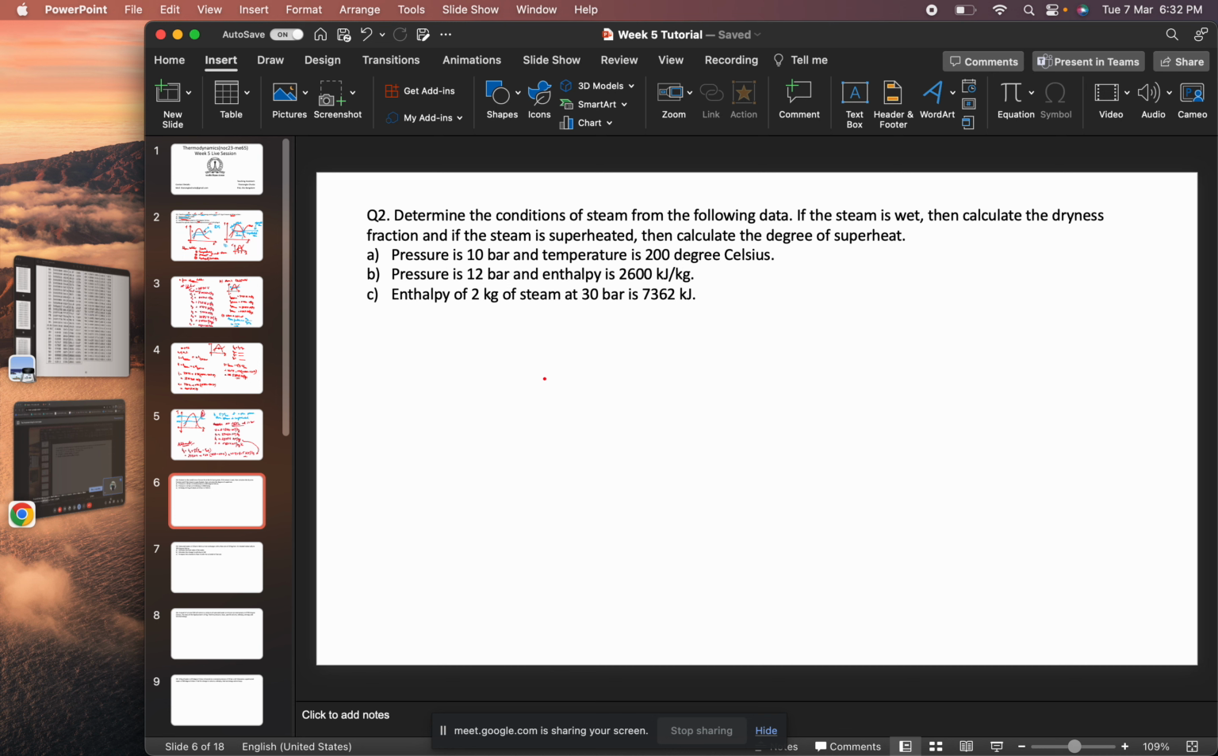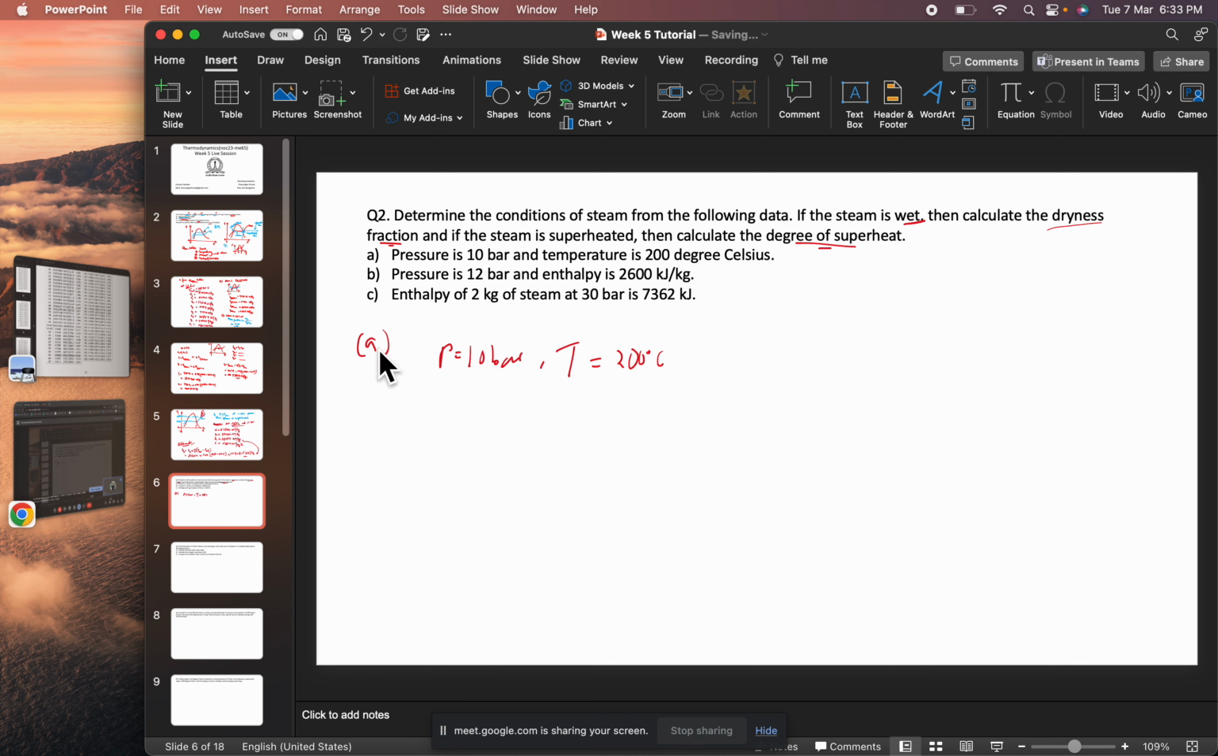If it is in the liquid, it is not a steam. So you are asked to calculate: if the steam is wet, then you have to calculate the dryness fraction, and if the steam is superheated, then you have to calculate the degree of superheat. Okay, now first one. Pressure given is 10 bar, and the temperature of the steam is 200 degrees Celsius.